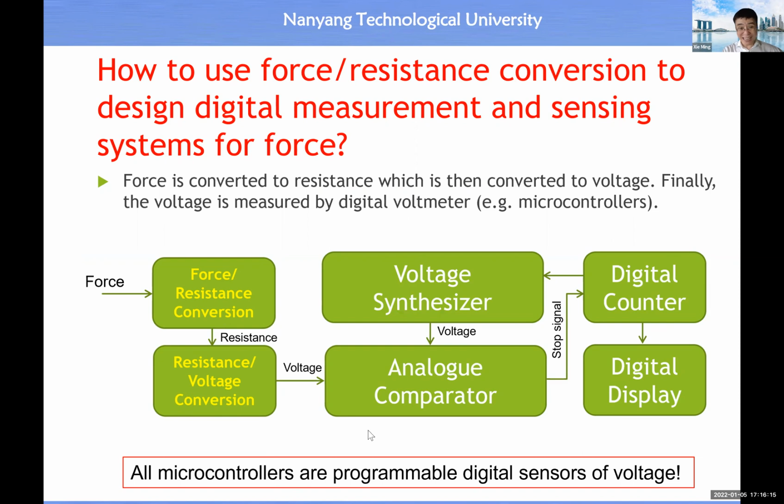So we have already studied the details about the conversion from resistance to voltage. Therefore, here we just want to know how to do conversion from force to resistance, all right?